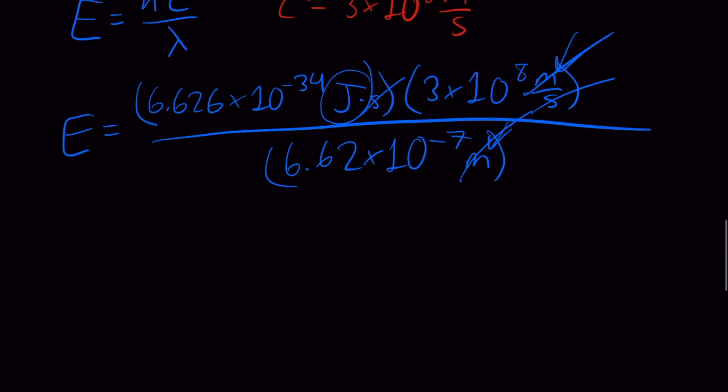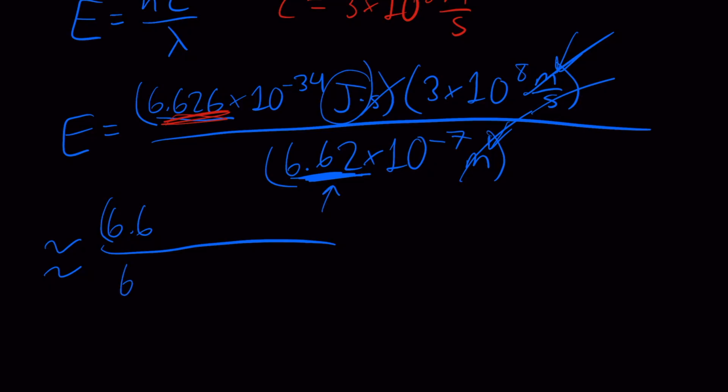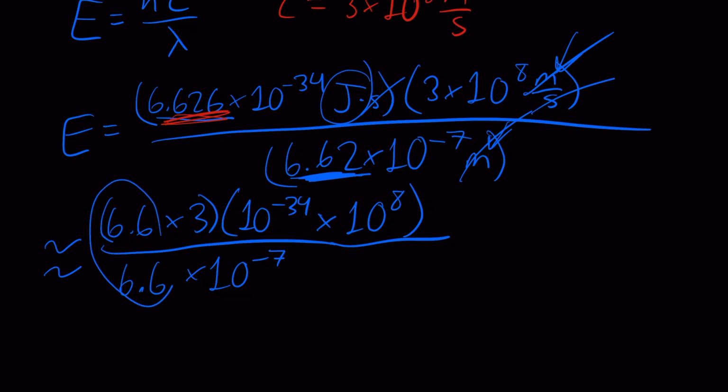So now we're going to go ahead and go down here. Let's estimate this is going to be 6.6. And then down here, if you notice, this is also going to be 6.6, so 6.6 times 10 to the negative 7. And we're going to have this times 3. We're going to separate the exponents again. So we're going to have 10 to the negative 34 times 10 to the 8th. The 6.6s are going to cancel out into 1, so we don't really need to worry about that anymore. Now we got 3.